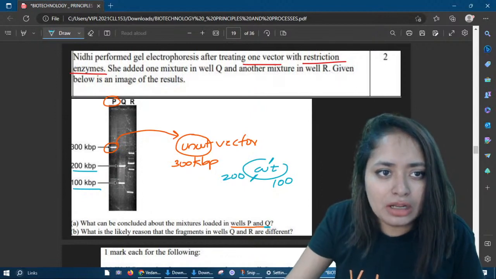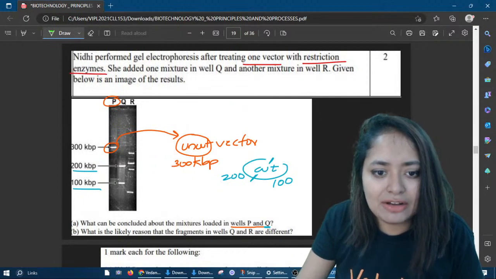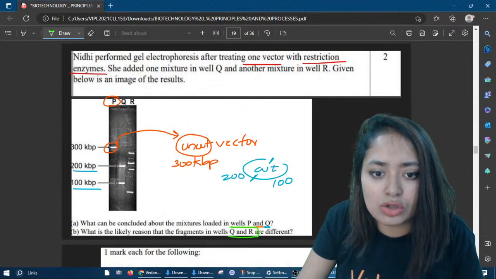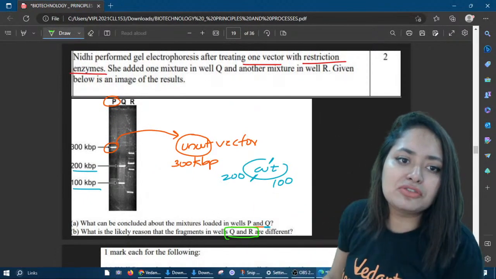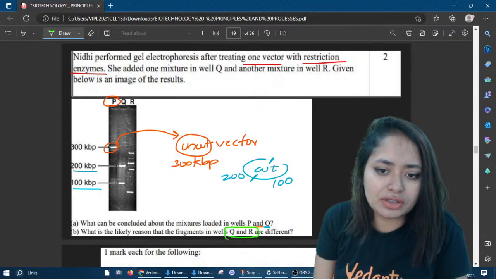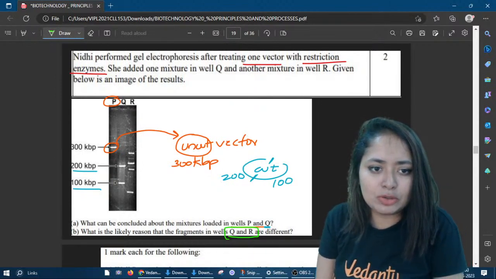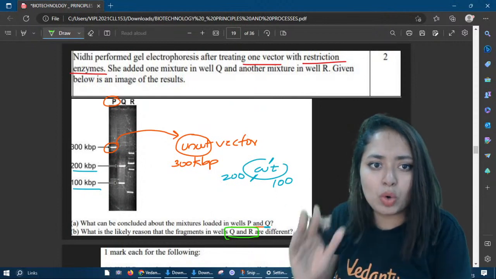Okay. Fir next part of the question is, what is the likely reason that fragment in Q and R is also different? Jo Q and R itna different kyun hai? Why is Q and R so different from each other? Q and R ka kya funda hai? Q and R bhi to itna different hai. Why R is so broken?